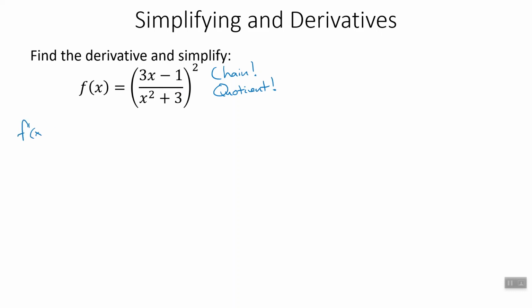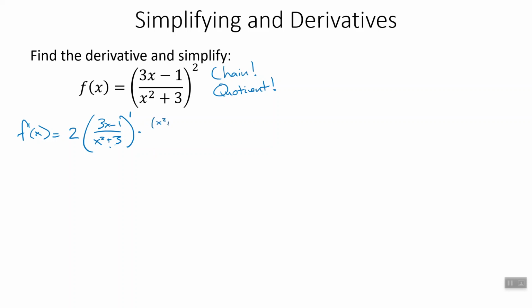So f prime of x is, well, the chain rule says we bring down the 2, we leave the (3x minus 1)/(x squared plus 3) exactly the same inside, to the one less exponent, so to the first. But then it's times the derivative of the inside. Now when we do the derivative of the inside, we've got a bottom and a top.